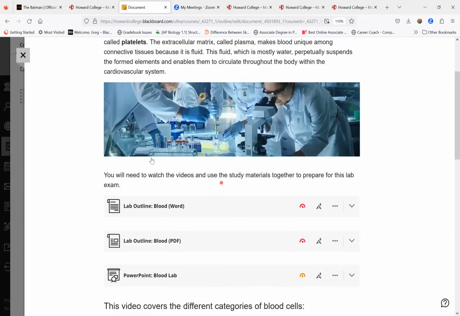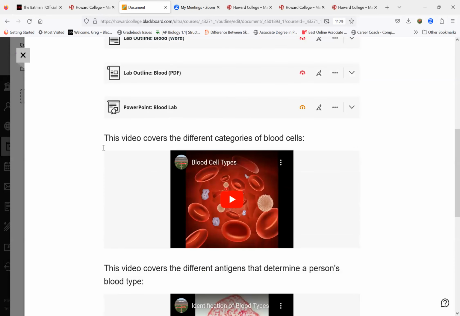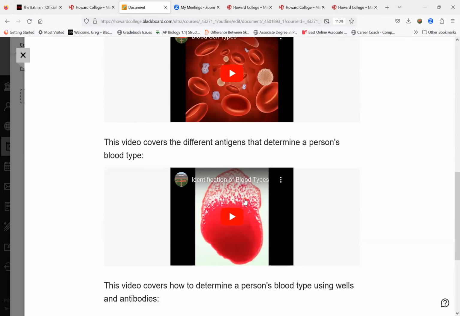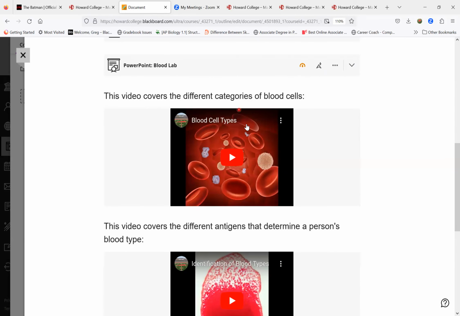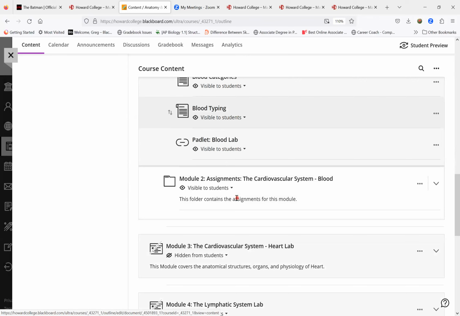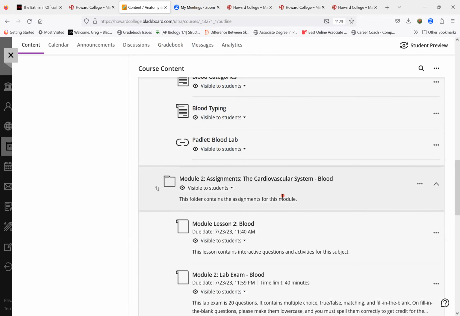So here is the outline. Here's a PowerPoint, and then here are some videos. So this says identification of blood types. This video covers the different categories of blood cells, granulocytes, agranulocytes, that kind of thing. And then at the very bottom, it says module 2.